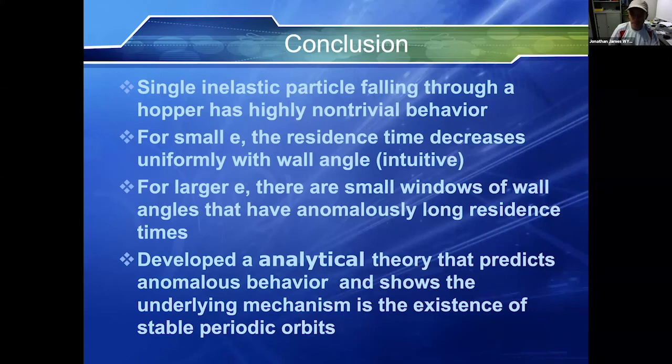And then for small e, the resonance time just increases uniformly as you would expect. But when you have larger e, there are small windows of wall angles which have this anomalously long resonance time. And we've developed an analytical theory that predicts this behavior and shows the mechanism. The mechanism is just the existence of stable periodic orbits.